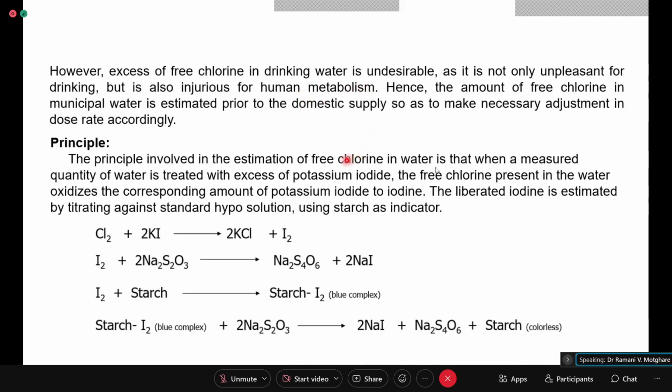Like if you pour water from a higher level to a lower level, or the water is trickling down, it is seen that the chlorine content will be reduced at the bottom if you pour the water from the top.